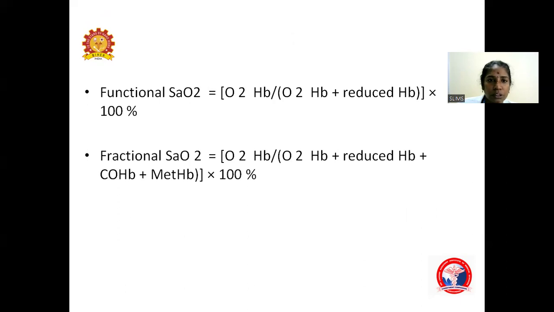So moving on to the functional SaO2, that is oxyhemoglobin divided by oxyhemoglobin plus reduced hemoglobin into 100%, whereas fractional SaO2 equals oxyhemoglobin by oxyhemoglobin plus reduced hemoglobin plus carboxyhemoglobin plus methemoglobin into 100%.